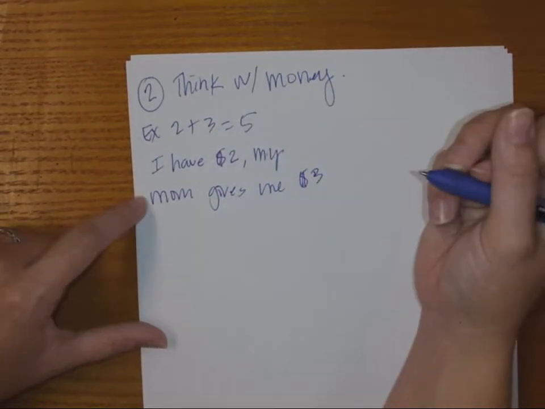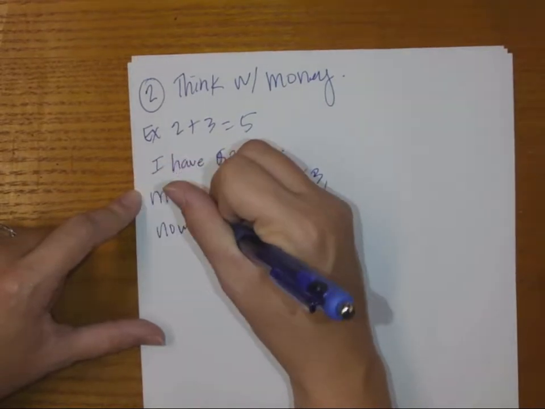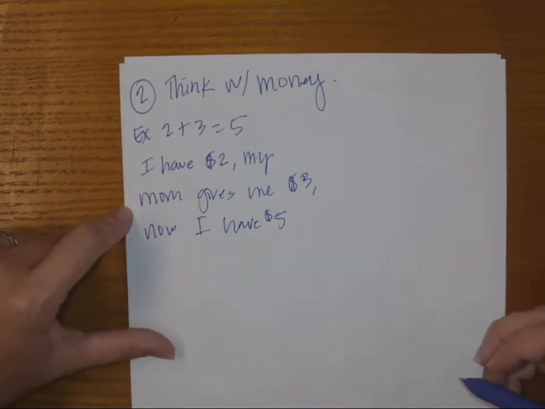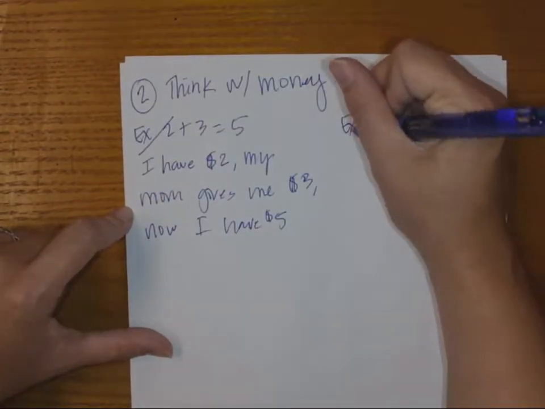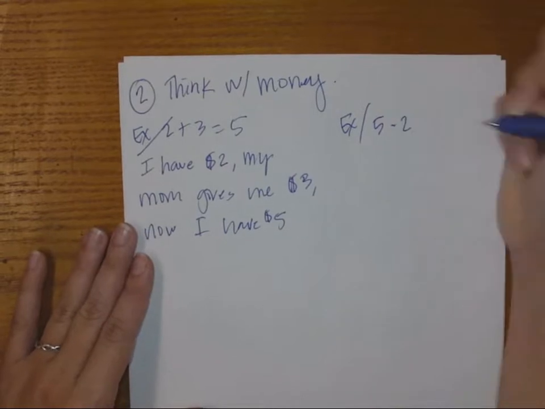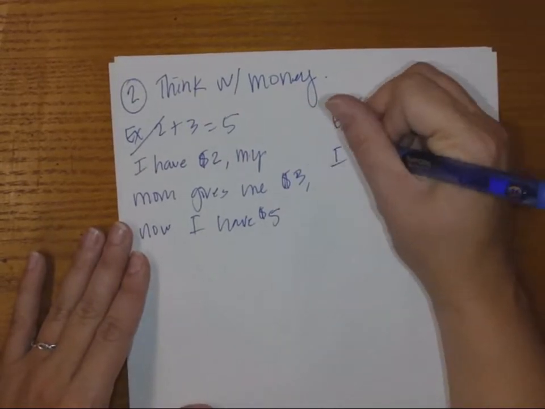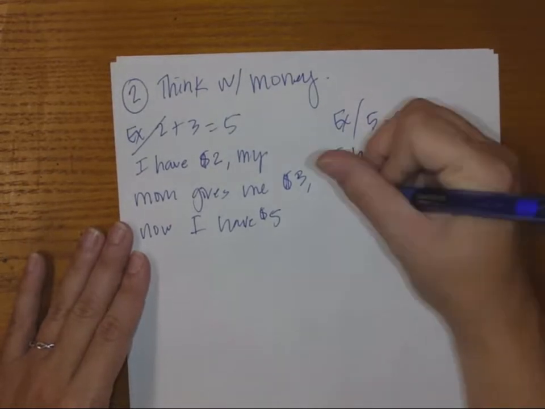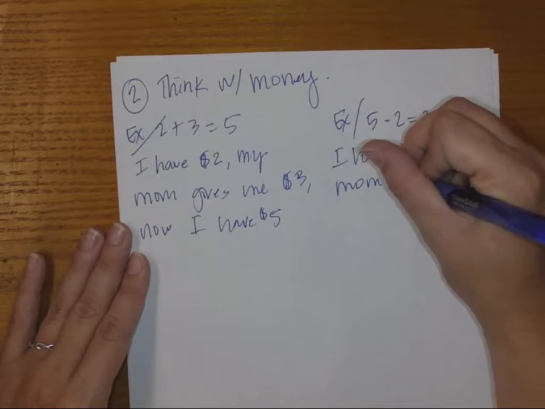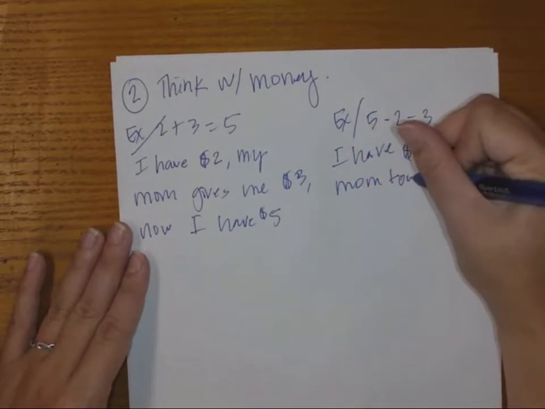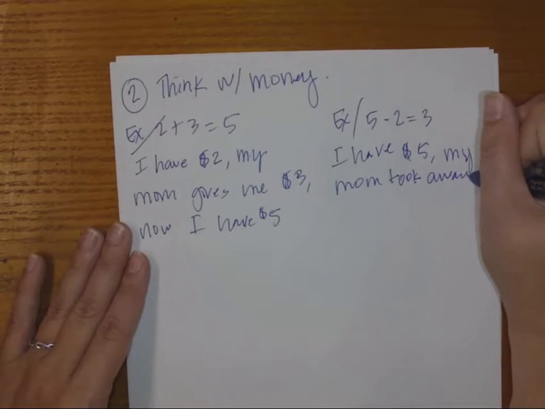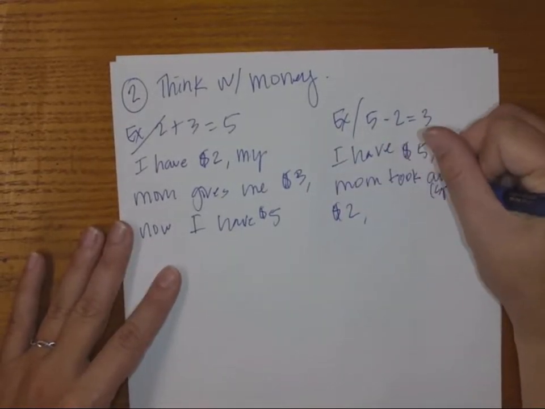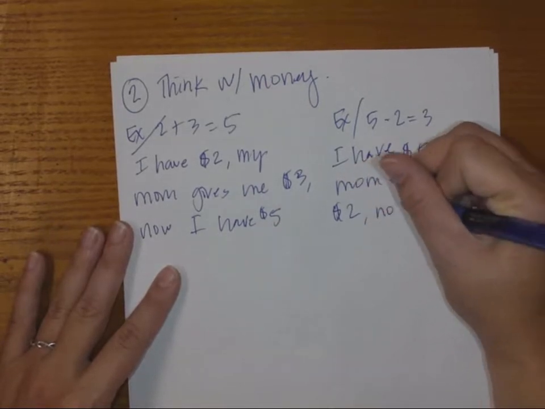So mom gives me $3. Now I have $5. Okay. If I wanted to do the example 5 minus 2 equals 3, I have $5. My mom took away 2. I spent 2, however you want to think about that. So my mom took away $2, or I spent it. Now I have 3.